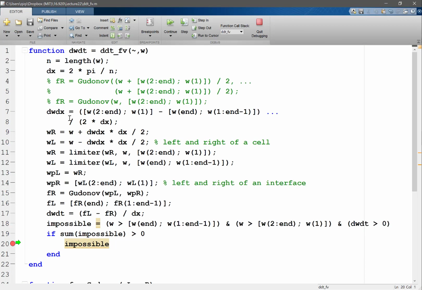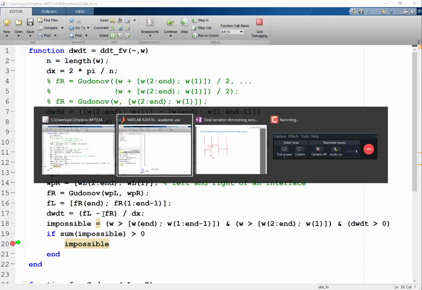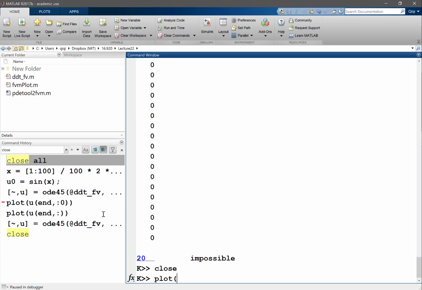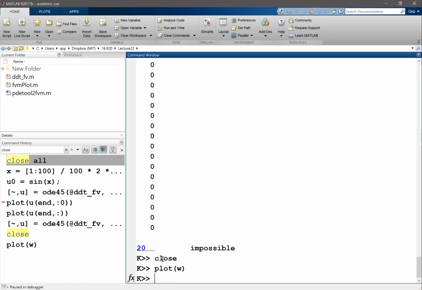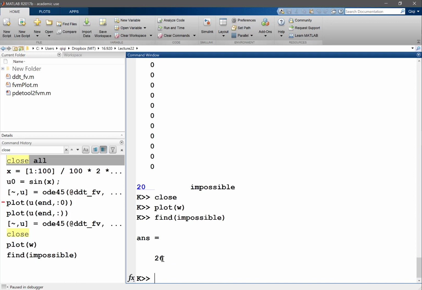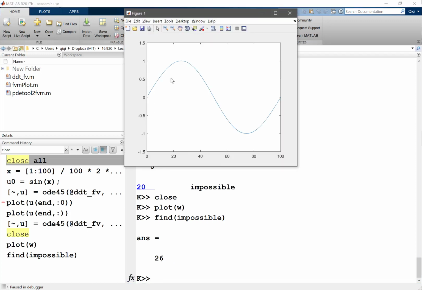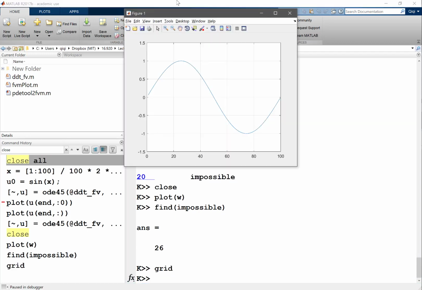So here we are inside the execution of this function, and I can plot what W is. So W, it's still like a sinusoidal wave. And where is that impossible happening? Let's go find impossible 26. Okay, so basically around here, let's put a grid. And so basically we see that what's happening is this particular local maximum is actually supposed to increase further.